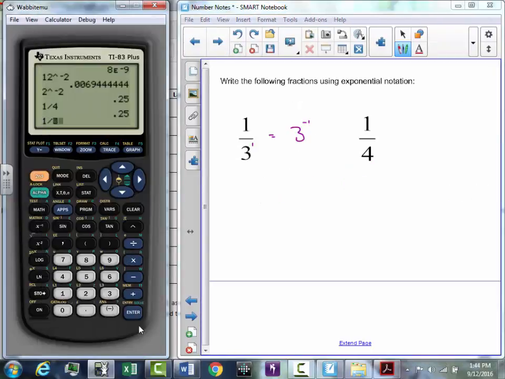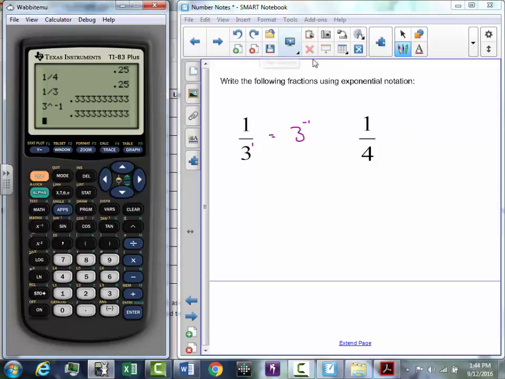Let's try it out here. 1 divided by 3. 0.3 repeated. Well, if I try going 3 to the power of a negative number, rather than make it be larger groups, it actually makes it smaller groups. It ends up being the same thing.